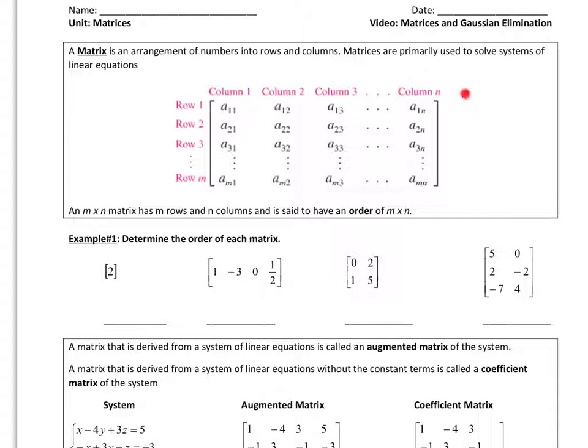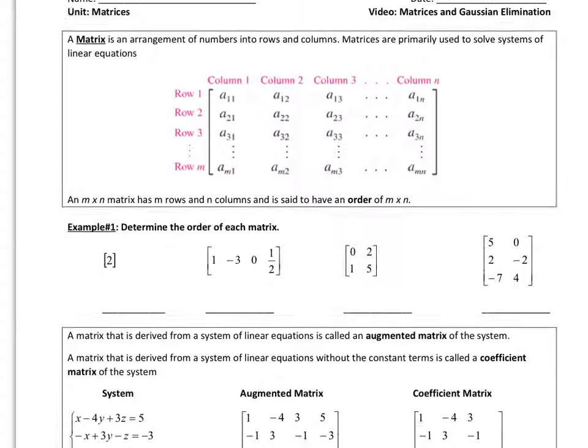So let's take a look at what matrices look like. Usually there are just numbers going down each column and numbers going across each row. And we say that an m by n matrix has m rows and n columns and is said to have an order of m by n. So let's just get our definitions down.